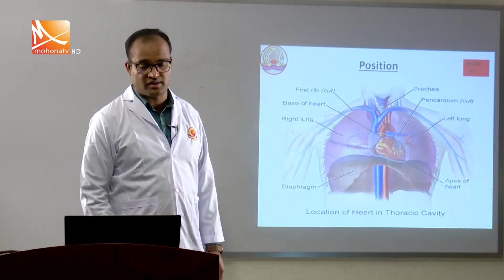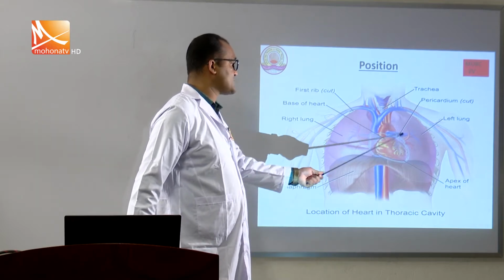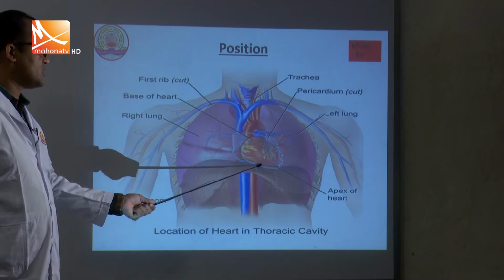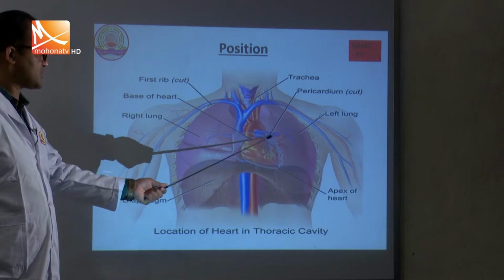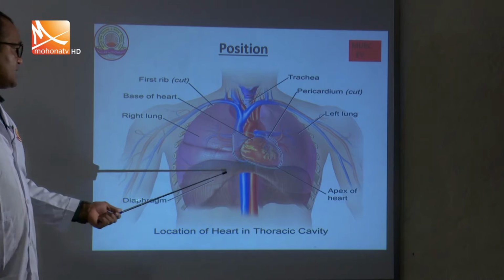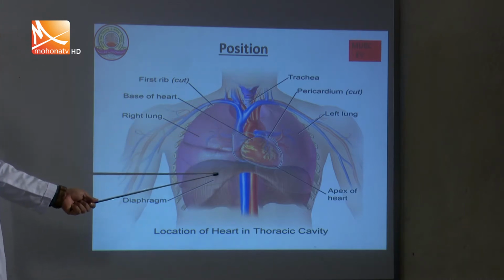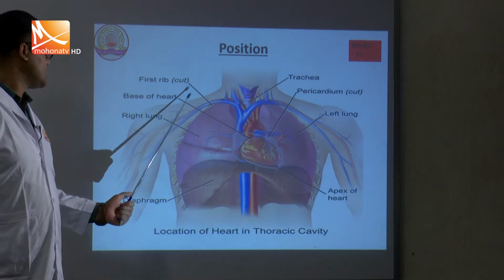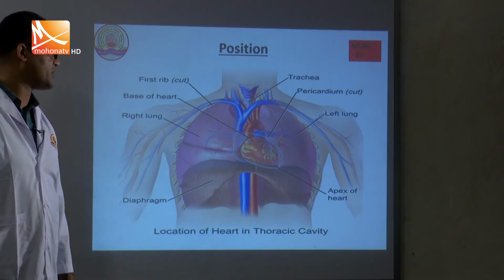Position of the human heart. The human heart is always located between the two lungs in a specific area, and we know that the human heart is oriented slightly to the left side. It is covered by the pericardium and positioned between the two lungs. The diaphragm lies below the lungs. So it is the base of the heart. So this is the location of the heart in the thoracic cavity.